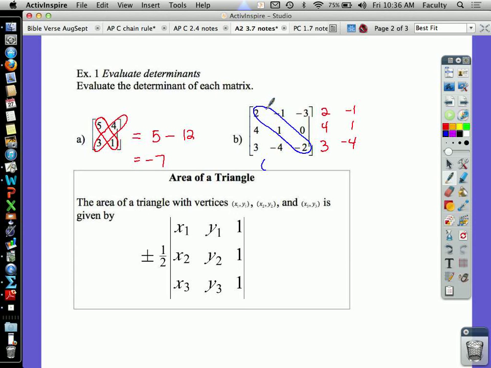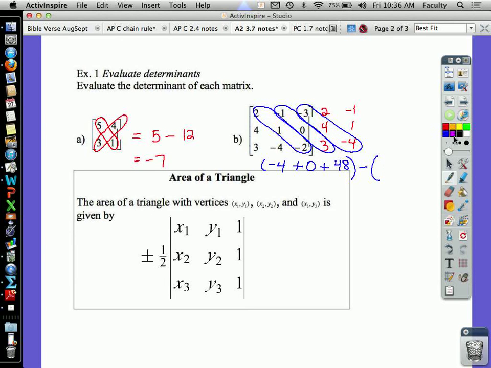So 2 times 1 times negative 2 is negative 4 plus. I have to add up all the down diagonals. And then the next one, thank goodness, there's a 0, so that's just 0. And then the third one is negative 3 times 4, which is negative 12. Negative 12 times negative 4 is positive 48, and then close the parenthesis. So what you're doing with the diagonal method is you are adding the 3 diagonal downs.